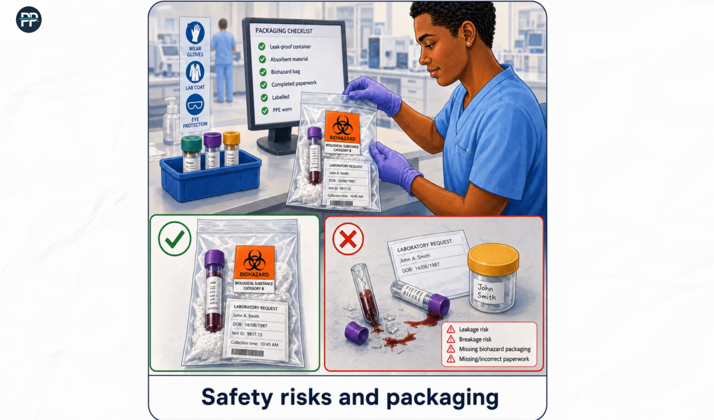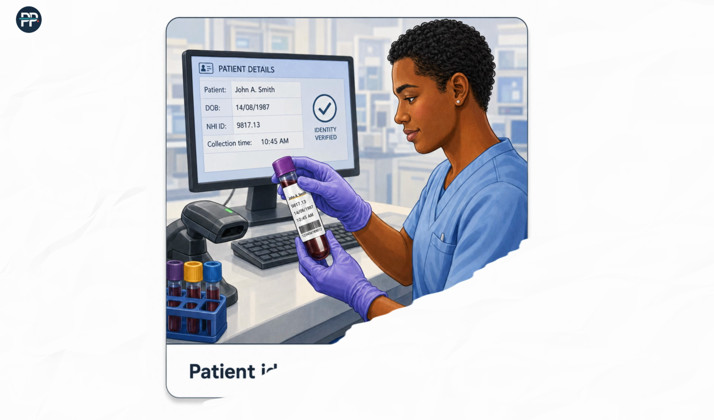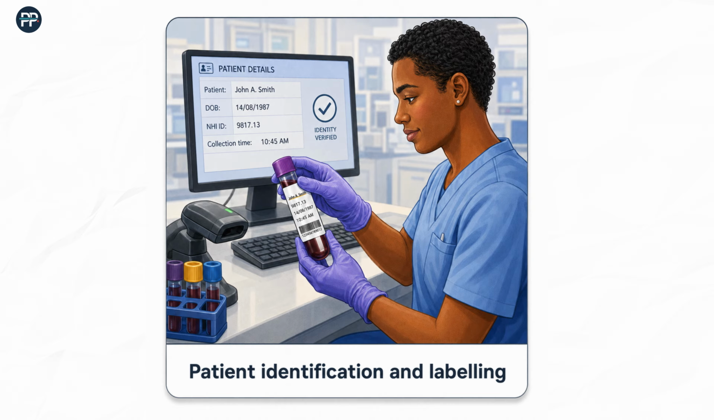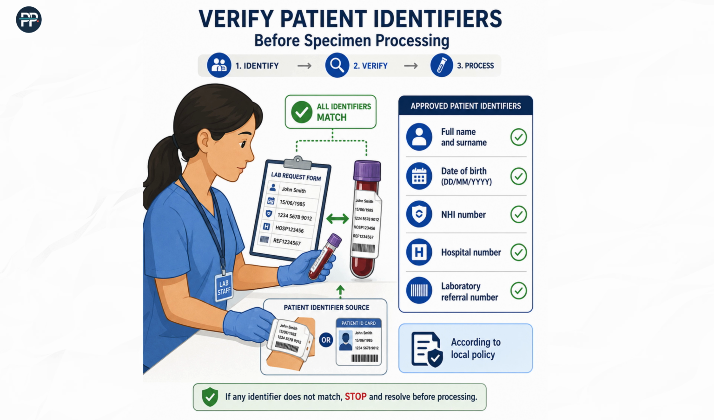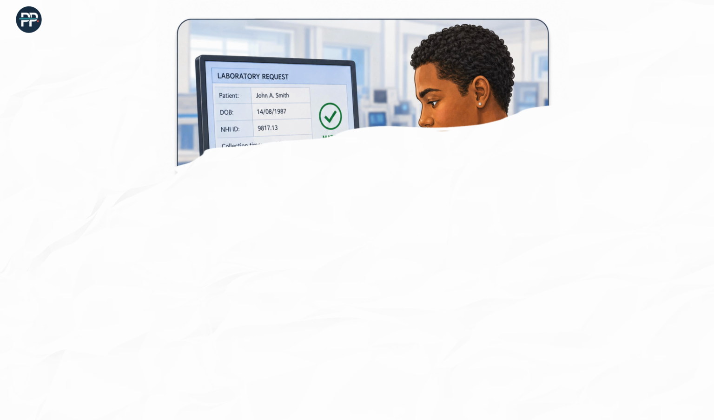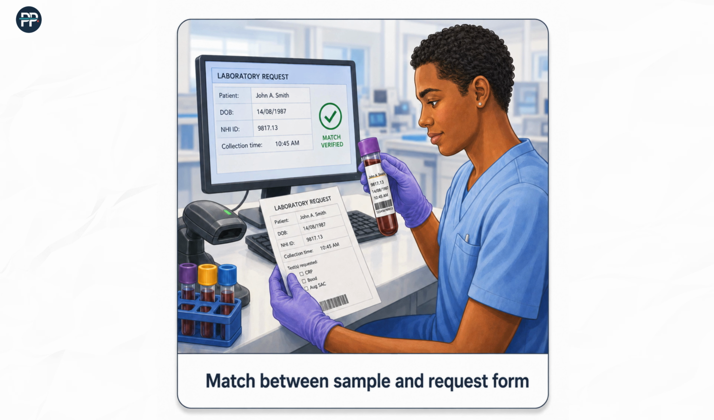Once it has been confirmed that the samples are safe to handle, the next step is to confirm the identity of the patient and match the specimen to the request form or electronic request. This is done by checking approved patient identifiers, such as the patient's full name or surname, date of birth, NHI number, hospital number, or laboratory information or referral number, depending on local policy. The details of the specimen label must match the details of the request form.